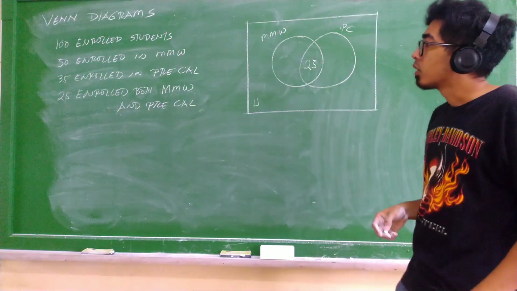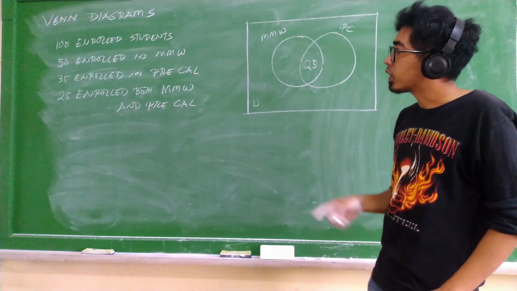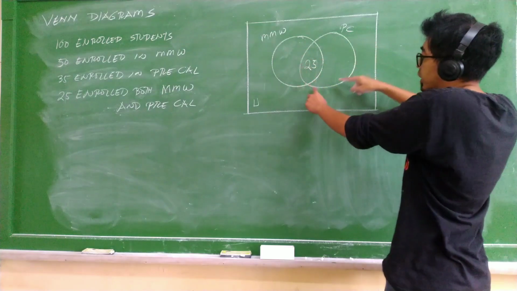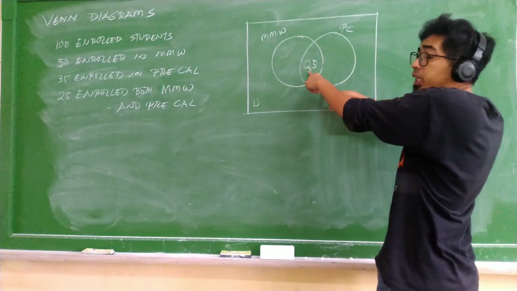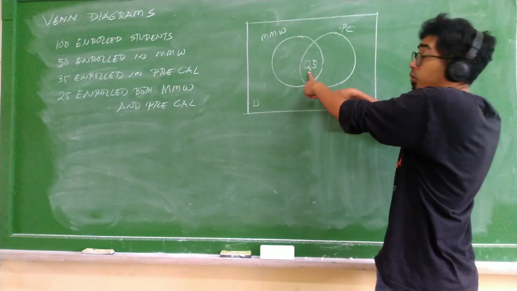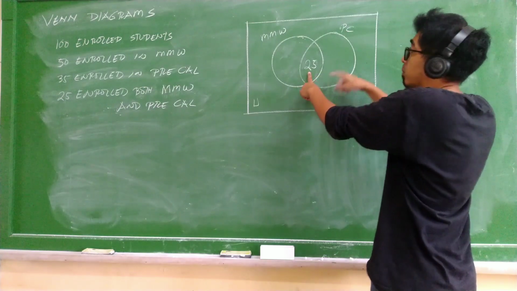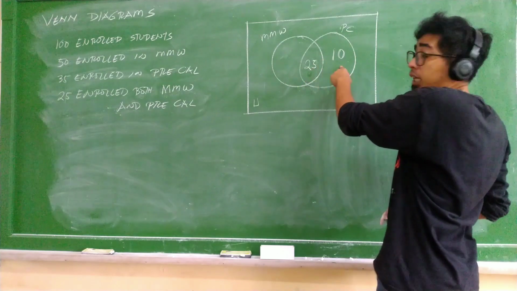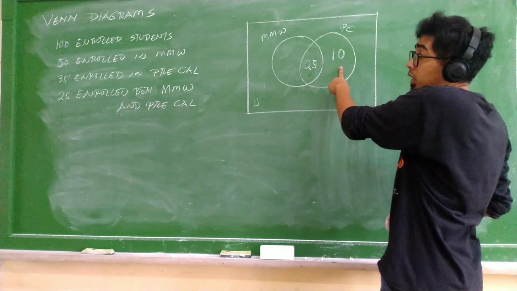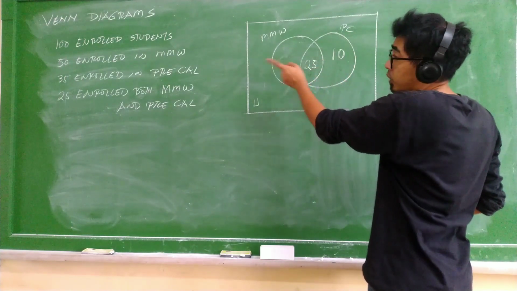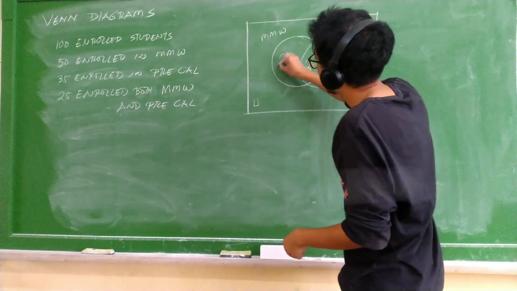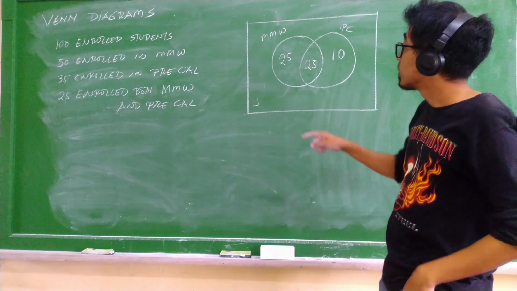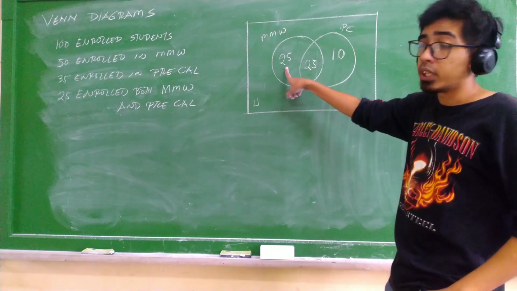Now, let's go to the next one. 35 are enrolled in pre-calculus. This whole circle represents those who are enrolled in pre-calculus. We already have 25 who are enrolled in both. So 35 minus 25 means we have 10 students enrolled in pre-calculus only. And then here, 50 minus 25 again, 25. So 25 are enrolled in MMW only.